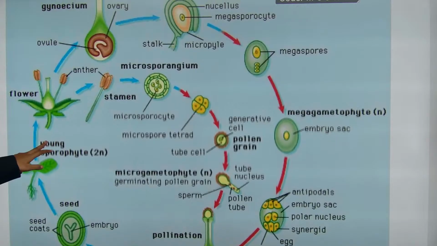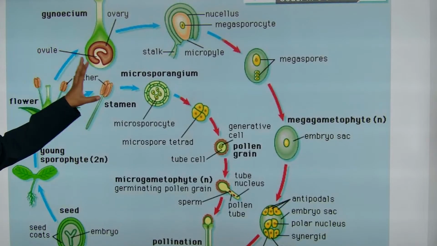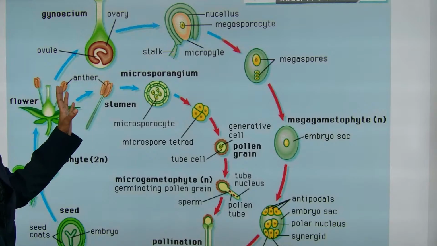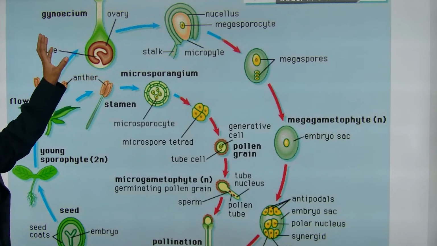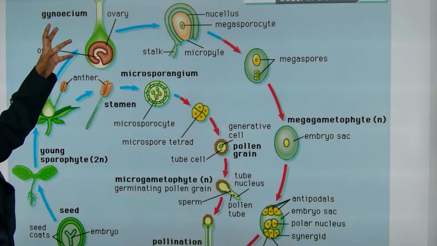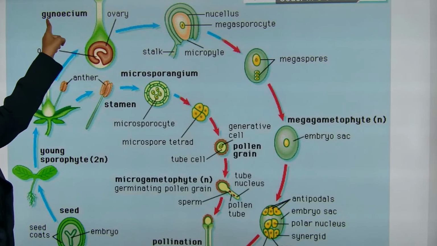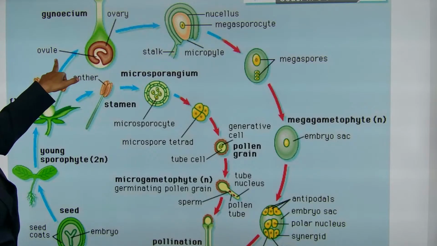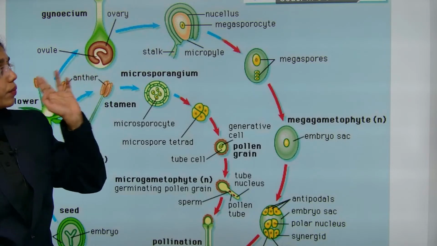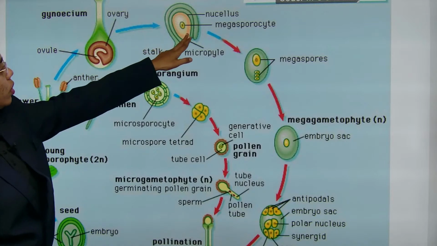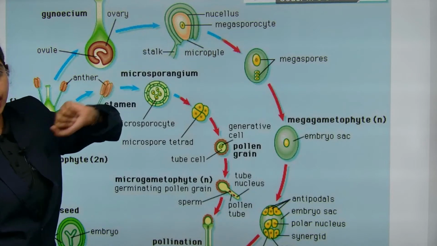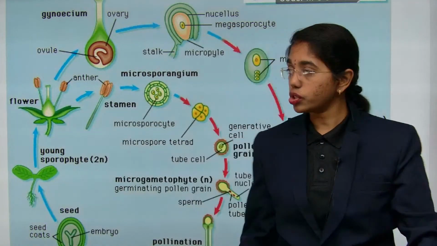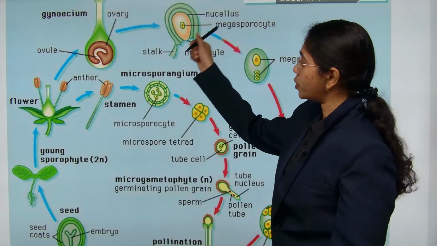And inside the young sporophyte you will see reproductive structures, male and female. The male reproductive structure is what? It is the stamen, which consists of anther and filament. The female reproductive structure is the gynoecium, which has stigma, style and ovary. Inside the ovary, the ovule is present. Most of the angiosperms have an inverted ovule. Inside the ovule, you will have nucellus cells which are diploid. One of the nucellus cells in the micropylar region will get differentiated into the megaspore mother cell.